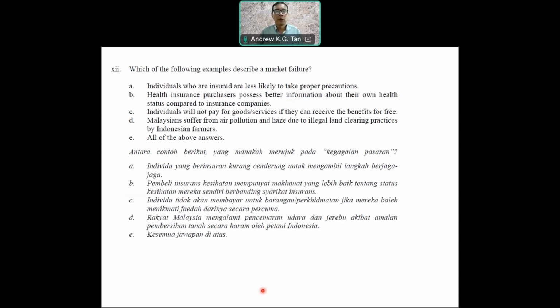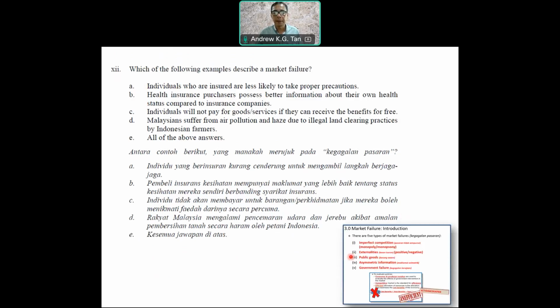Number 12, which of the following examples describe a market failure? A, individuals who are insured are less likely to take proper precautions. Is it a market failure? Remember, we have 5 types of market failure. Number 1, imperfect competition, monopoly, monopsony. Number 2, externalities. Number 3, public goods. Number 4, asymmetric information. Number 5, government failure. So A refers to asymmetric information, or moral hazard.